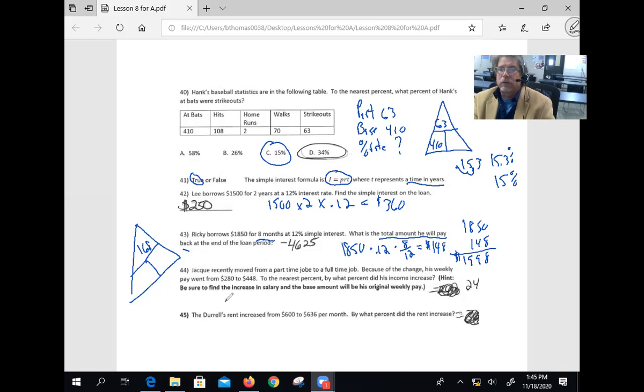And then it says the base amount will be the original weekly pay. Well, the 280 is his original weekly pay. It went from 280 to 448. So the 280 was what he started out at. And then to find the percent, this is a division problem. So I have to divide 168 by 280. And that's going to give me this 0.6. Now, I still need that to be in percent notation. So 0.6, I still got to move the decimal 2 places to the right. So that's going to turn into 60%.